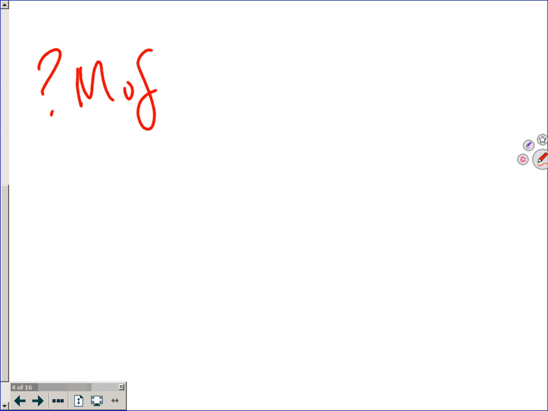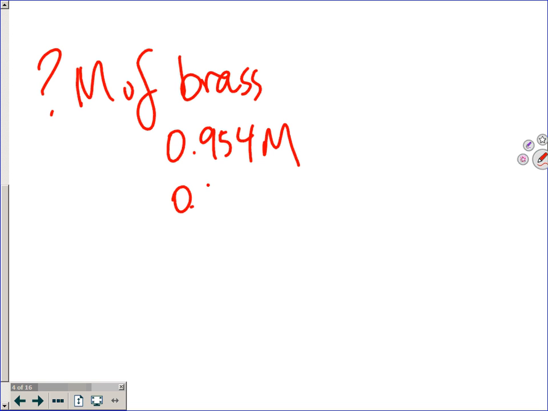Does anybody have a molarity of their brass solution? William. Does anybody else have a molarity? I need it. Point 328784. Does anybody else have a molarity?